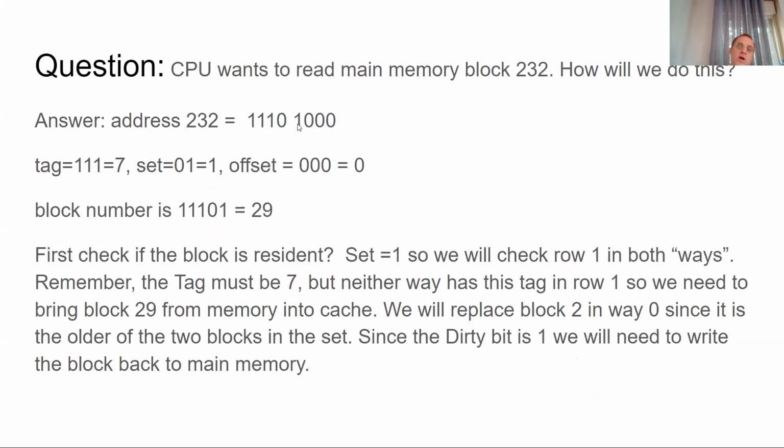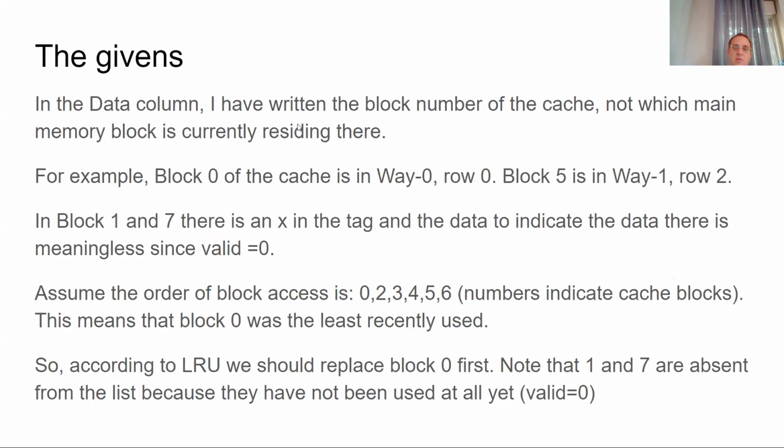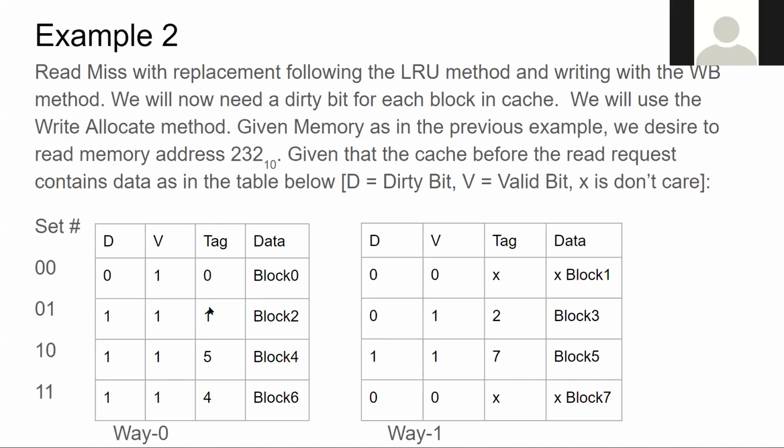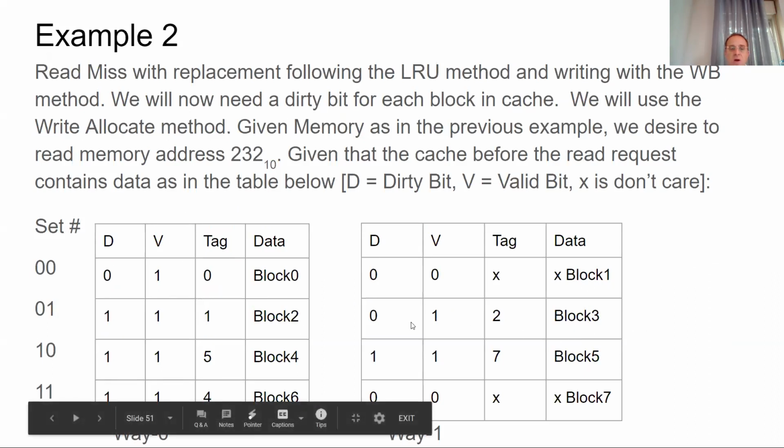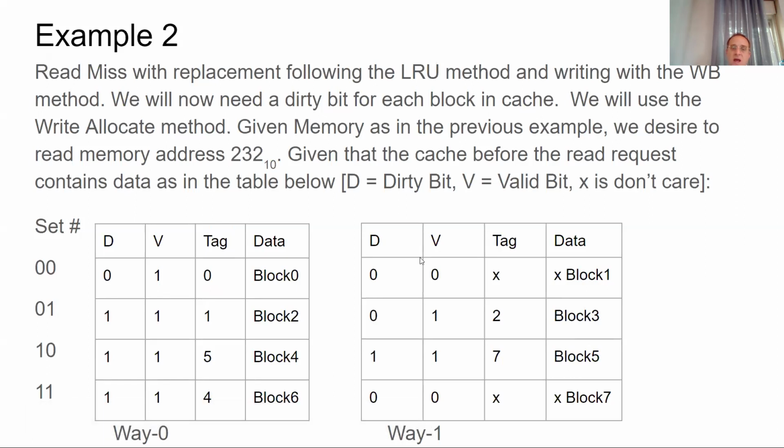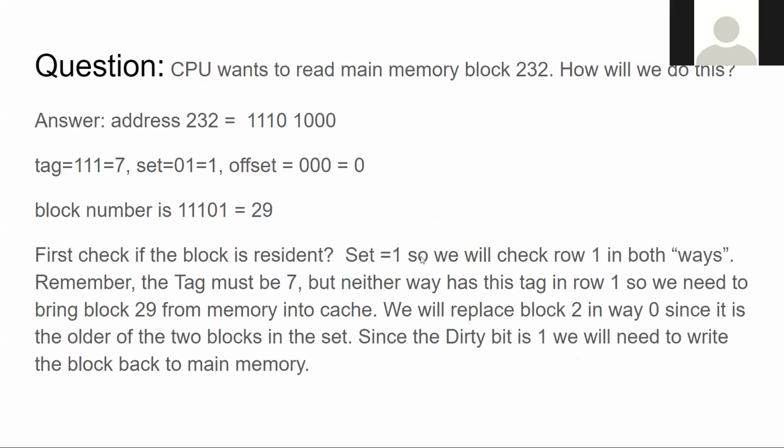It's in set 1, let's say. So that means it's in the second row. It's got to be here or here. Now, according to this, I got tag 1 and I got tag 2 over here. Is that the right tag? Probably not. I can just guess because 232 is a big number, and I see that the tag has to be 7. Because if I take away the offset and take away the set, then I'm left with the tag. And it's 7, so it's not there.